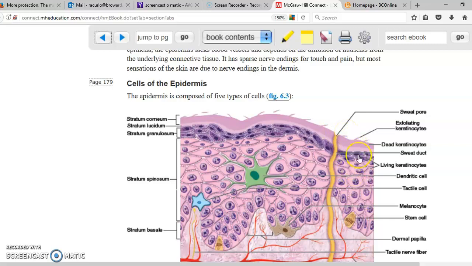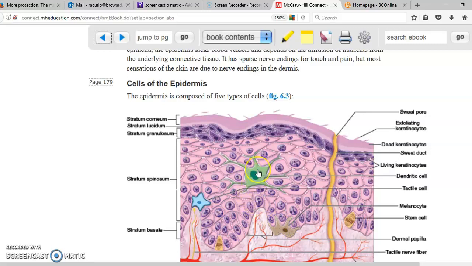In addition to that, our skin has color. And this color is going to be provided by the melanocytes. The melanocytes produce a substance called melanin. All humans have melanocytes, and we all produce melanin in more or less quantities, but we all do. If we don't produce melanin, then we have a medical condition called albinism. Other types of cells that we have in there are going to be dendritic cells.